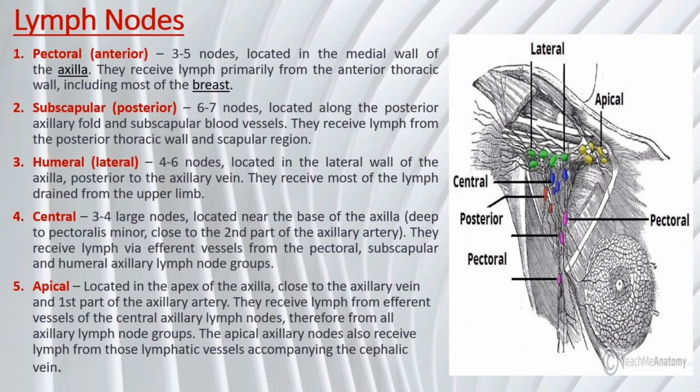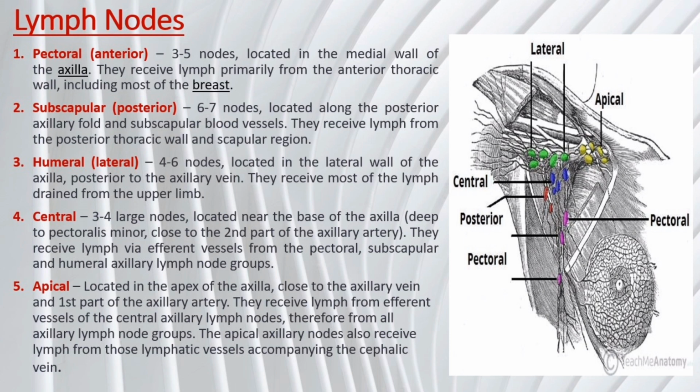Pectoral or anterior nodes. 3 to 5 nodes, located in the medial wall of the axilla. They receive lymph primarily from the anterior thoracic wall, including most of the breast. Subscapular or posterior nodes. 6 to 7 nodes, located along the posterior axillary fold and subscapular blood vessels. They receive lymph from the posterior thoracic wall and scapular region.